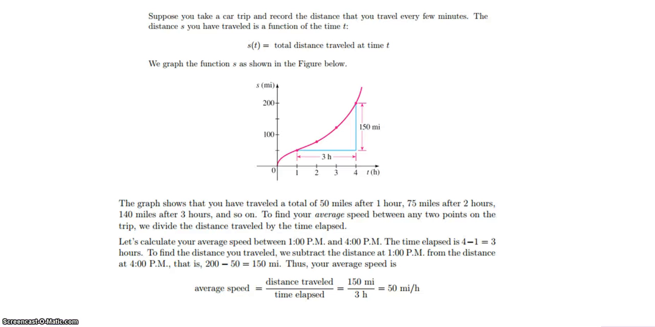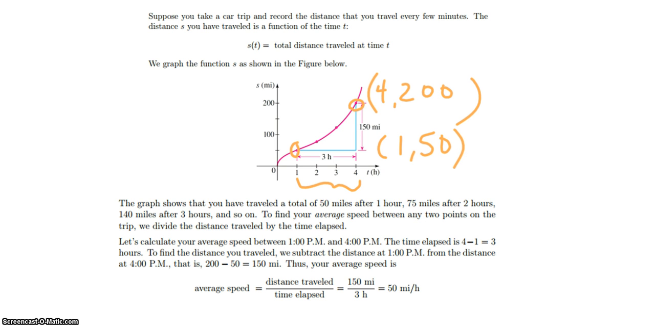So let's take a look at this curve here. If we want to know the average speed from the hours of 1 to 4, all we would have to do is look at the beginning point and the end point. So what I have here is the point 4, 200, and this is the point 1, comma, and that looks to be about 50.